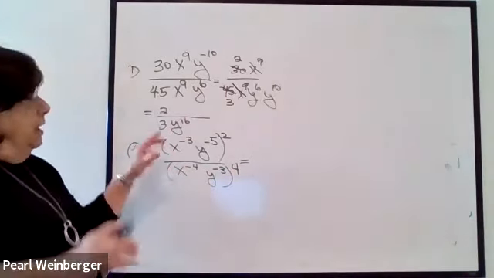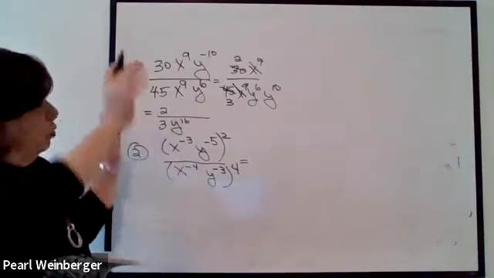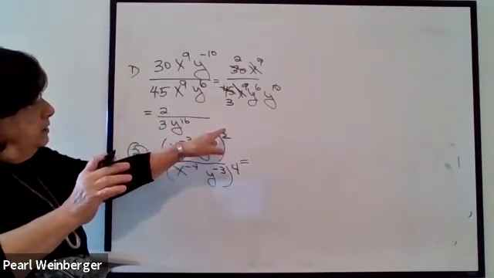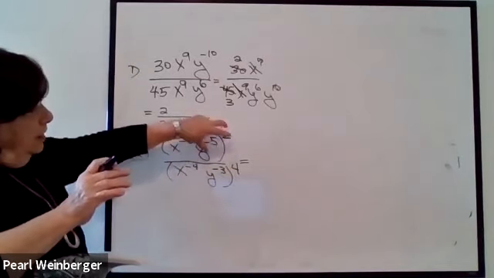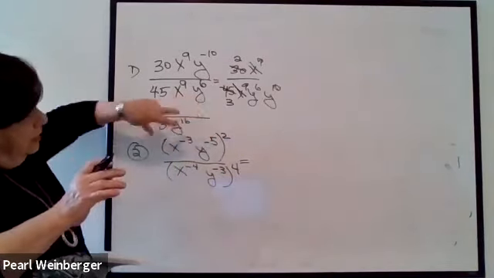Now, if there was one parentheses around the whole fraction, with the exponent on the outside, then I would use that exponent in both the top and the bottom. But in this case, we have one exponent for the numerator, an exponent of 2, and in the denominator, we have an exponent of 4. So the first thing we want to do is get rid of those parentheses by distributing that exponent.